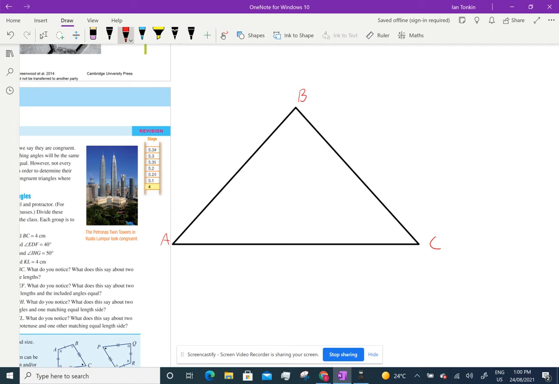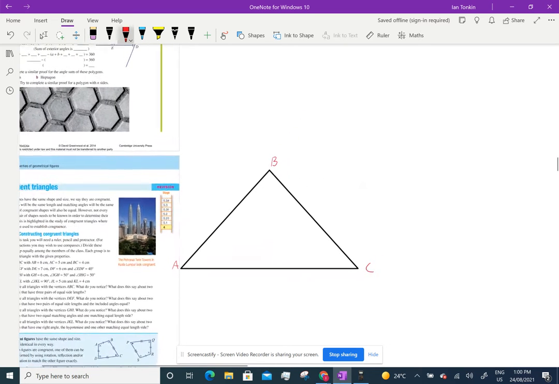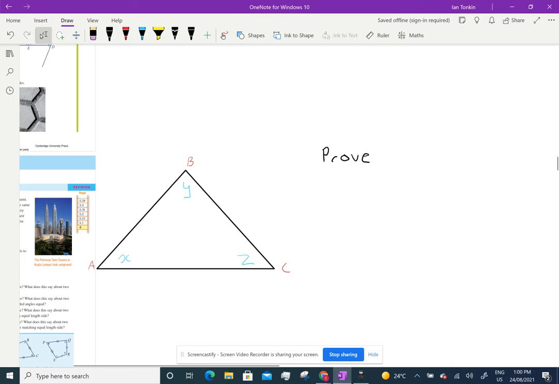Whenever you start a proof, it's sort of like a science experiment in that you start with an aim. So over here, prove. Now I'm going to put some symbols in here. I'm going to call the angles X, Y, and Z. And because I'm using algebra, it won't make any difference. My proof is going to be: prove that X plus Y plus Z equals 180 degrees.